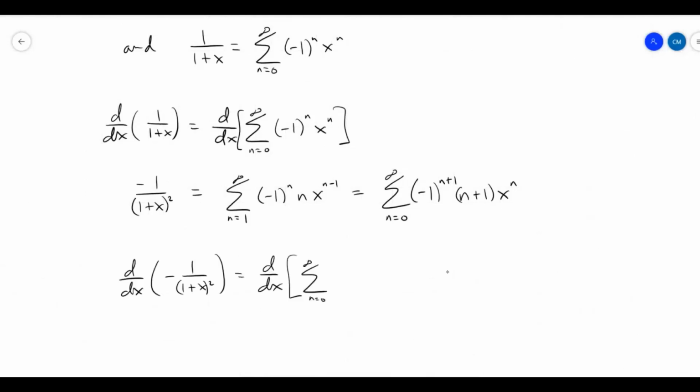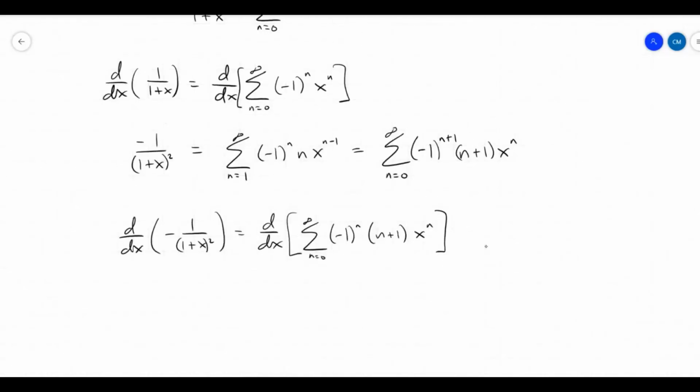And keeping in mind what this represented, this power series was the first integral of the original function. Now if I differentiate again, the left side should take me back to the original function, and indeed it does: 2 over (1 plus x) to the third. Now remember, that's the same function that we started with, right?